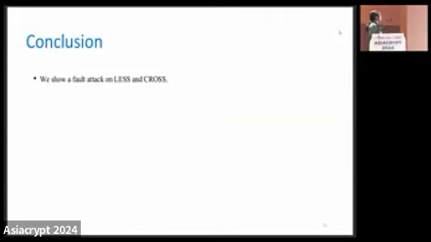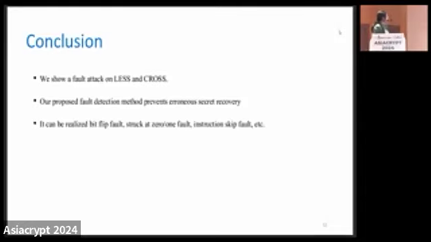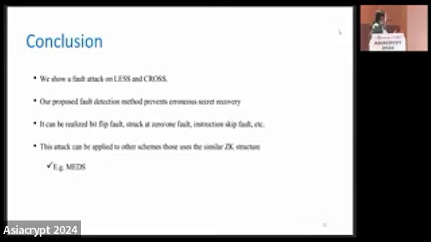So in conclusion, we show a fault attack on CROSS and LESS, and our proposed fault detection method prevents erroneous secret recovery. Also, it can be realized by many fault models such as bit flip fault, stuck-at 0 fault or 1, and instruction skip fault. And this fault can be applied to any other scheme that uses a similar GGM structure with compression technique, for example MATE. And we have proposed 2 countermeasures to prevent the attack.